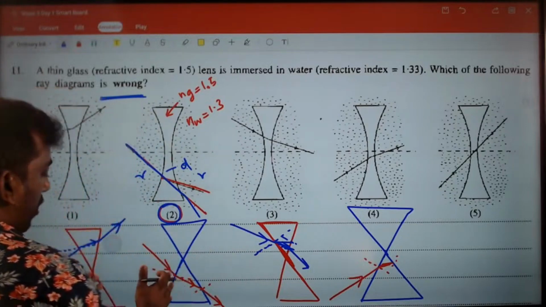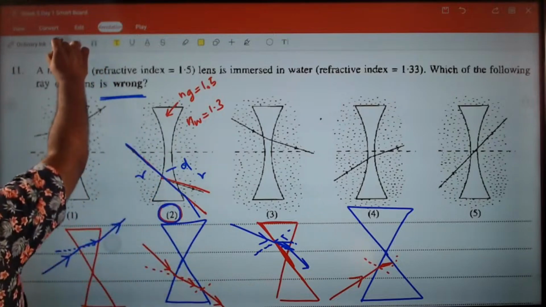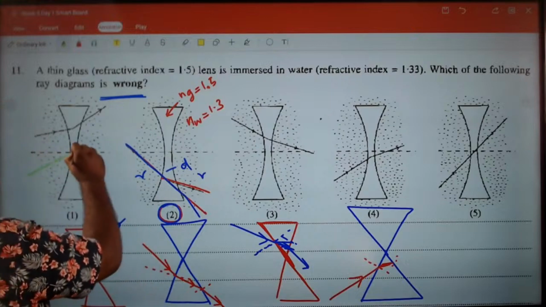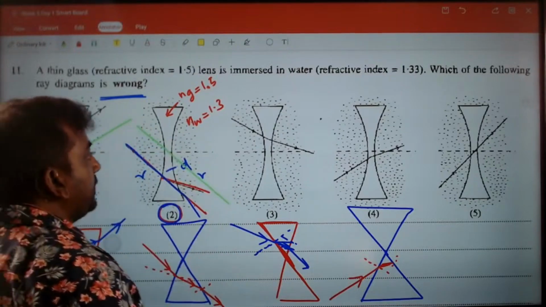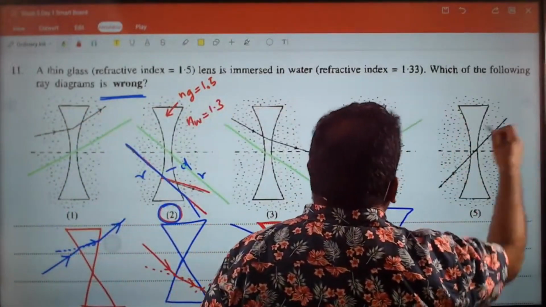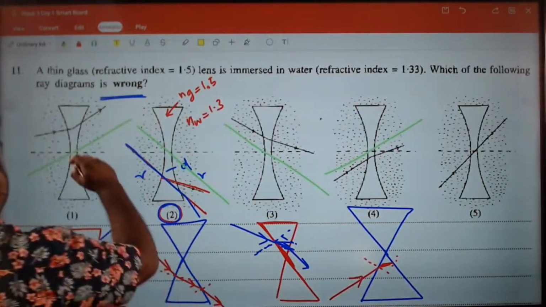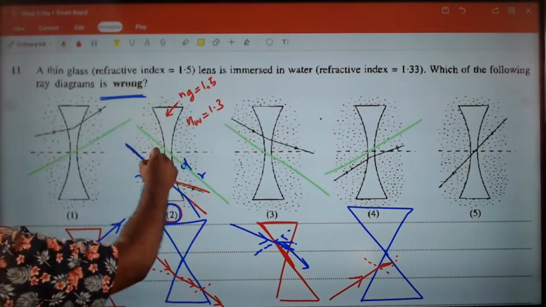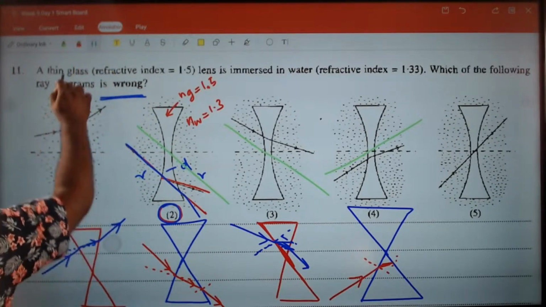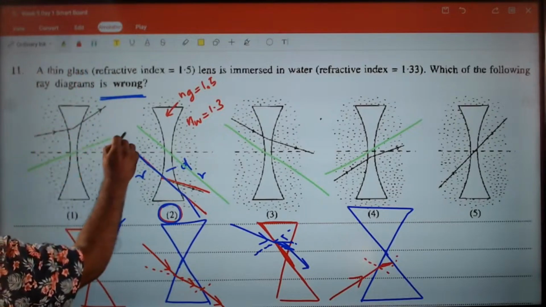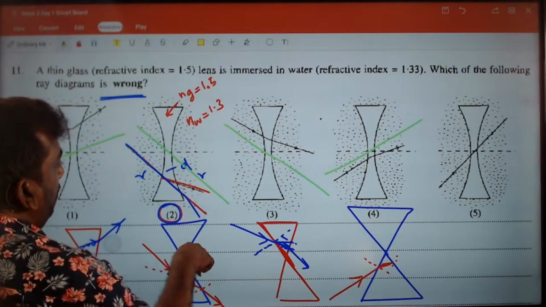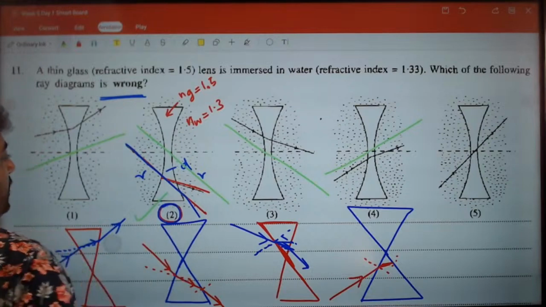So if you want, you can draw it like this. Or is there another method to solve this? Yes, there is one more method. Draw the rays going through the optical center. Right, you get a better idea. If this is diverging away, parallel to this through the optical center. Going away, right. Here it's coming towards, it can't come towards, it should go away. This one is wrong. So this is your correct answer.